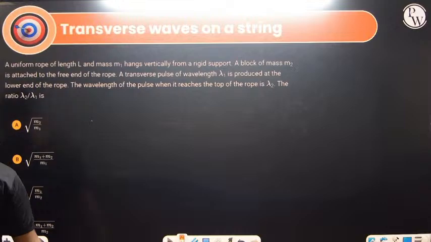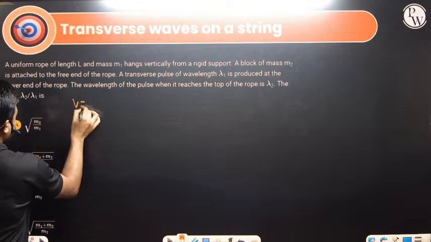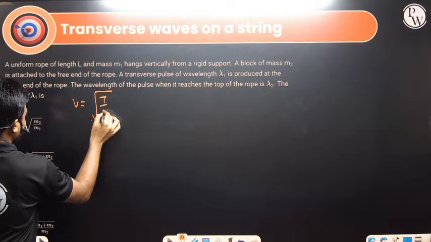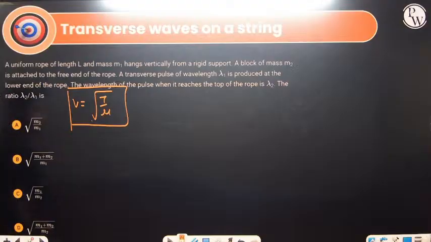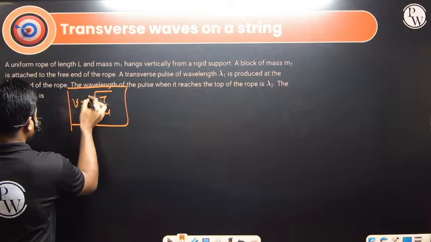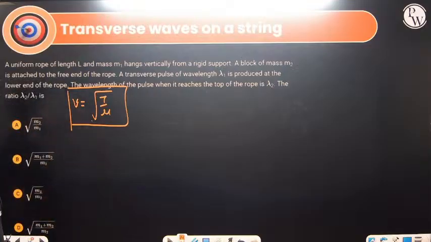Transverse waves on a string. For transverse waves on a string, the speed of the transverse wave on the string is given by v equals under root T by mu, where T is the tension on the string and mu is the mass per unit length.